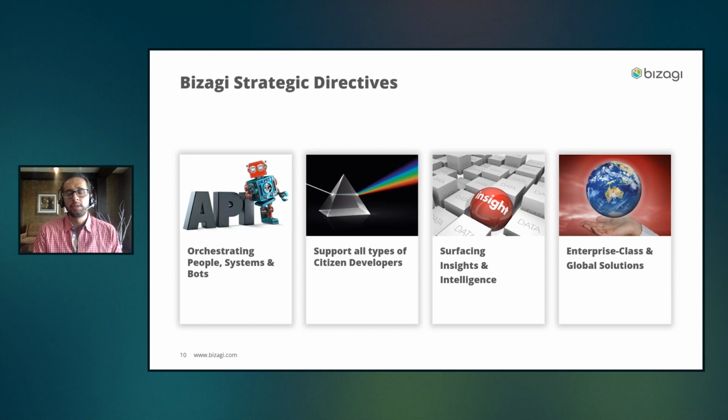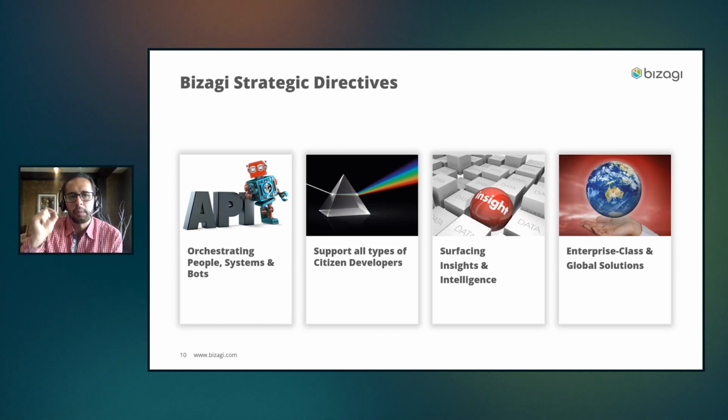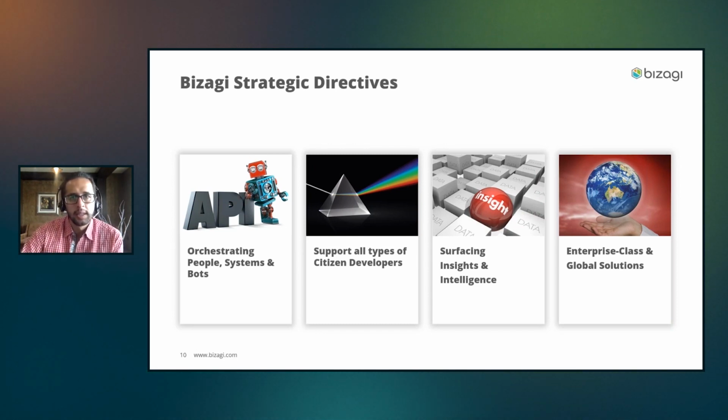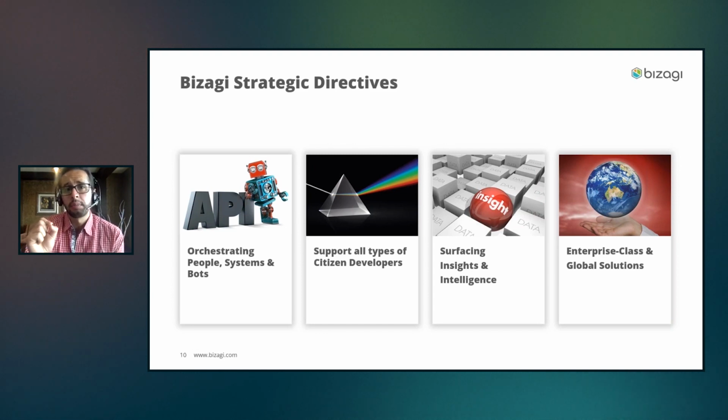Based on these strategic directives, we have defined and created different types of features in our products. I will be presenting to you the different features aligned with each of these strategic directives. Which are these ones? First one, orchestrating people, systems, and bots. Definitely we have realized, and it's not a mystery anymore, or something we are still trying to understand, that if we want to have a successful integration and a successful digital transformation within any company, it is required to have orchestration.